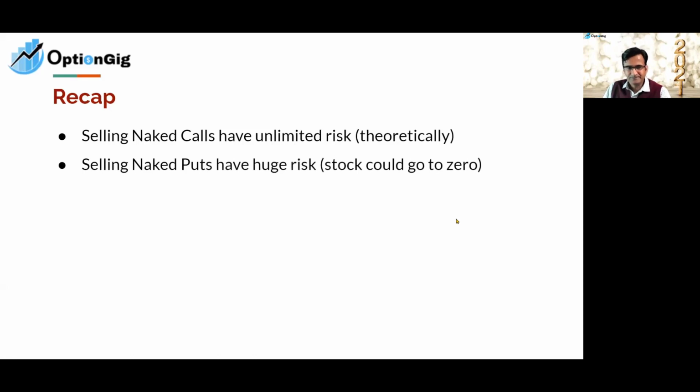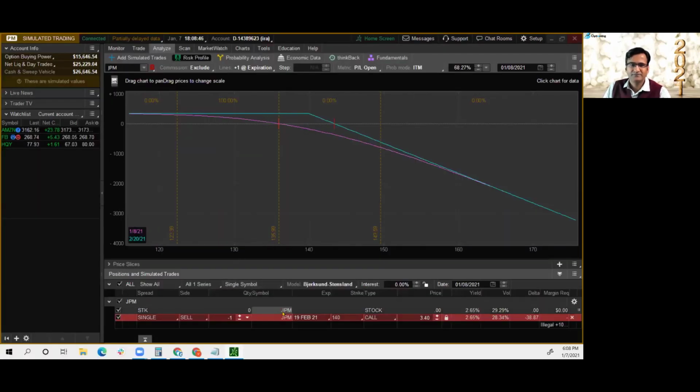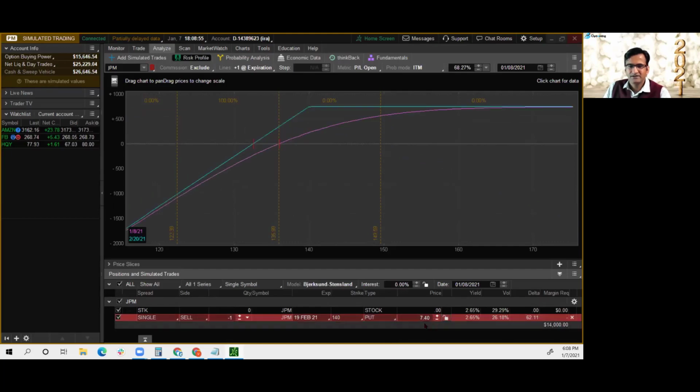Naked put or cash secured put, it has a huge risk, right? It does not have an unlimited risk, but still the amount of risk is big. Stock could actually go to zero, right? So for example, if instead of selling a call, I was say bullish on JP Morgan, I'm going to sell a put. I received $7.40 as a premium.